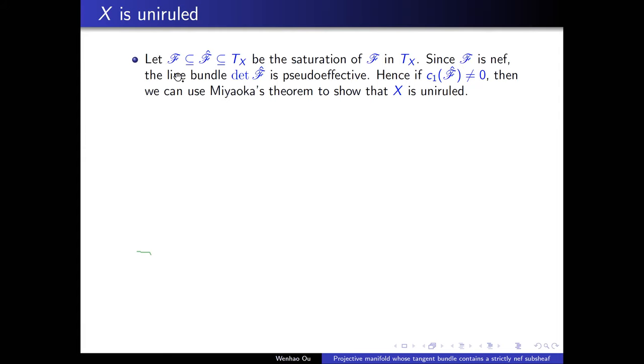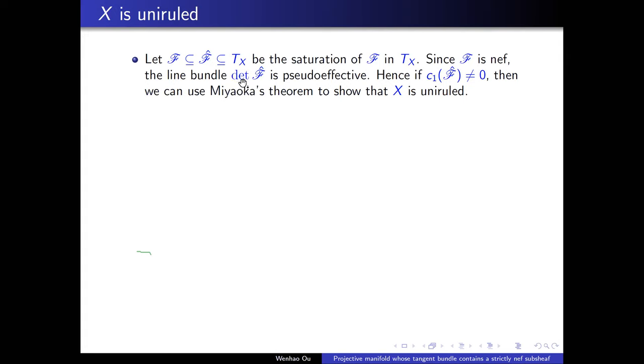So what we proceed is as follows. First we let F hat be the saturation of F in the tangent bundle T_X. So F is the strict nef subsheaf. It is not assumed to be saturated. So I take the saturation F hat. Since F is nef, the determinant of F is nef. So the determinant of F hat is pseudo-effective. Now, if this pseudo-effective determinant is not numerically trivial, it means that the first Chern class of F hat is not zero, then we can use Miyaoka's theorem to show that X is uniruled.